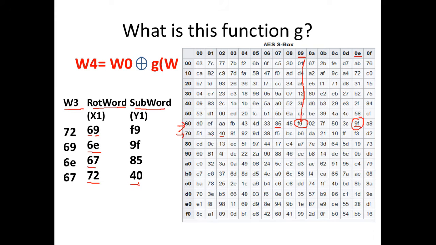The next step is nothing but byte substitution. For this we are going to use this S-box. Take every byte in the RotWord, substitute that with another byte using the S-box. So this is what we have achieved.